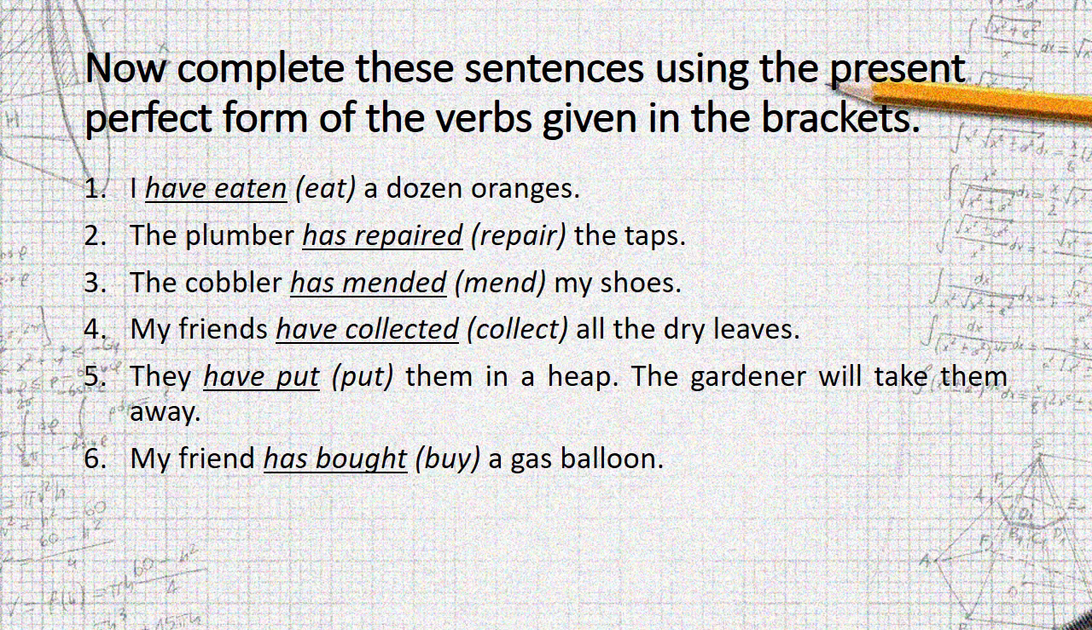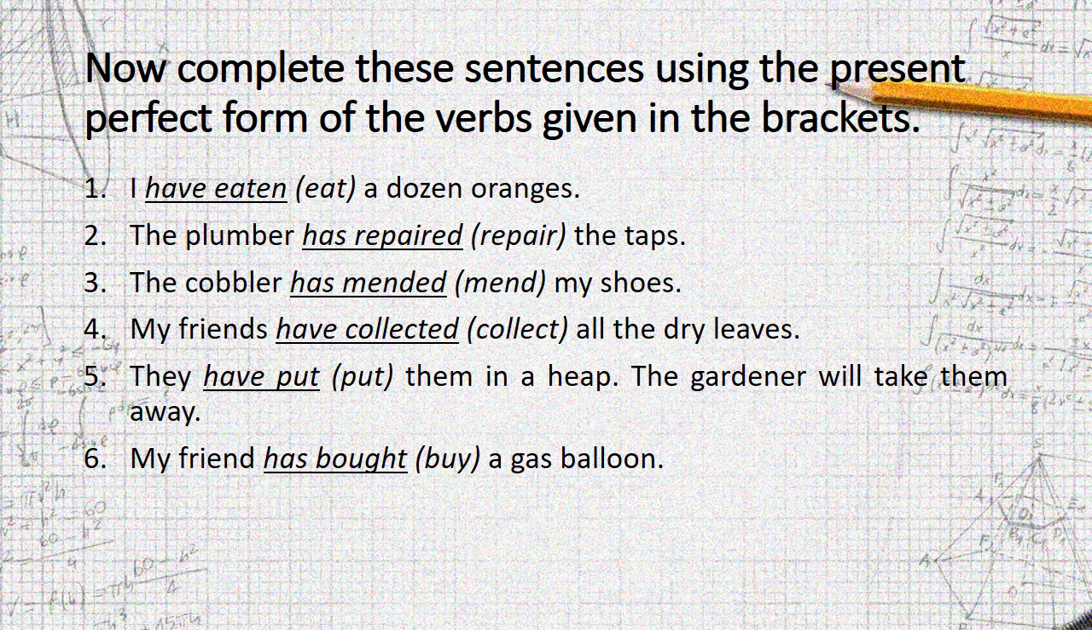So first one, I blank a dozen oranges. For present perfect, it will be I have eaten. Second, the plumber blank the taps. Repair. So the plumber has repaired the taps. For present perfect, it will be has. Third, the cobbler blank my shoes. Cobbler is the third person as we studied about the plumber. So the cobbler has mended my shoes.